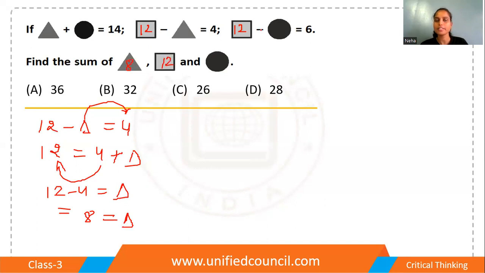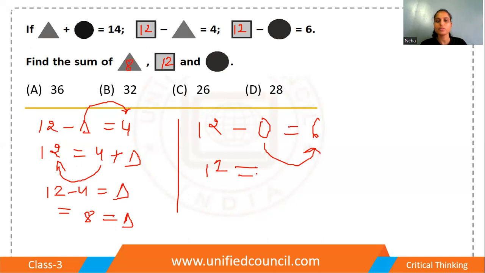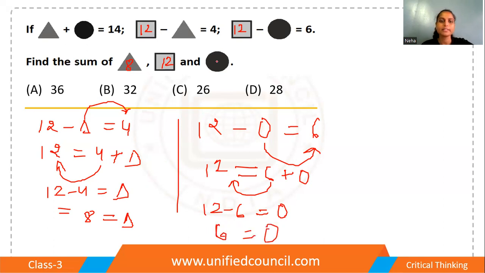This is 12. Now it's time to find the value of circle. So 12 minus circle is equal to 6. Okay, move the circle here. 12 is equal to 6 plus circle. Move 6 here. 12 minus 6 is equal to circle. That is, circle is equal to 6. Right, this is 6.